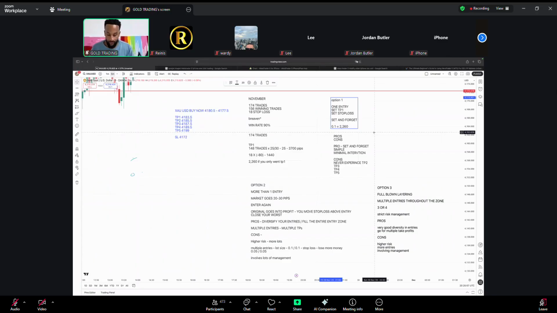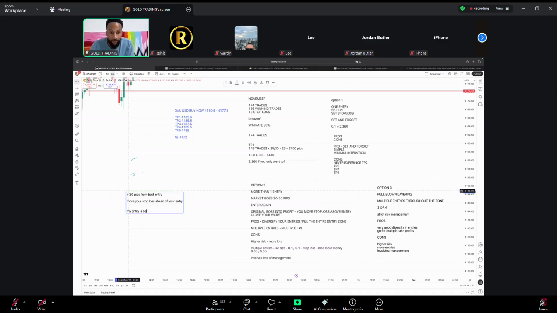They will say that when discussing one entry, when the update says plus 30 pips from best entry, and this is really important, when the update says plus 30 pips from best entry, move your stop loss ahead of your entry, the new people who are only using one entry will say, and rightly so, my entry is barely in profit, which means I cannot move my stop loss above, because the minute I do, I will be taken out at break even.